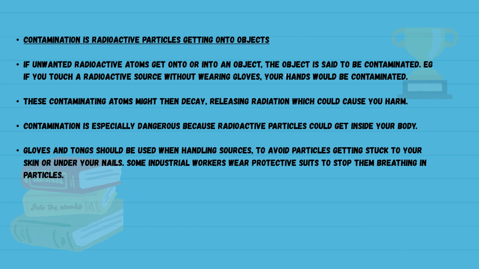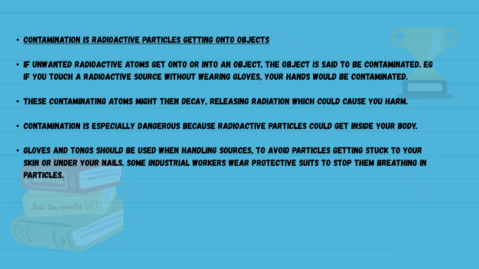Contamination is radioactive particles getting into objects. If unwanted radioactive atoms get onto or into an object, the object is said to be contaminated. For example, if you touch a radioactive source without wearing gloves, your hands would be contaminated. These contaminating atoms might then decay, releasing radiation which could cause you harm. Contamination is especially dangerous because radioactive particles could get inside your body. Gloves and tongs should be used when handling sources.